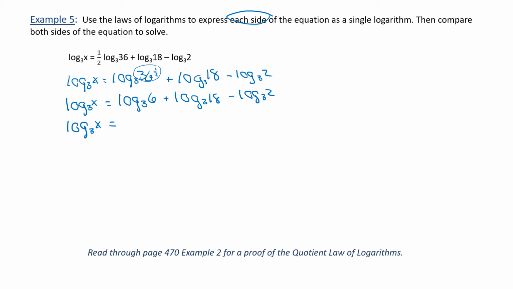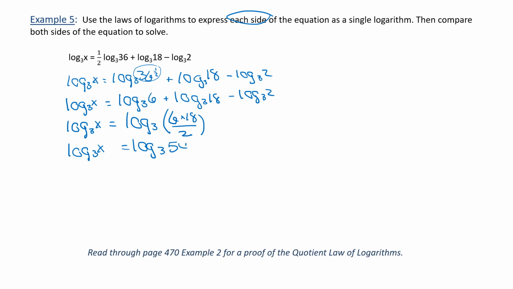Now I can put it all with one log base of 3. Log base 3. My first inputs are a 6 and an 18, and they're going to be multiplied. 6 times 18, and my last one is a 2, and that's a division because of the subtraction sign. Log base 3 of x equals log base 3 of what?